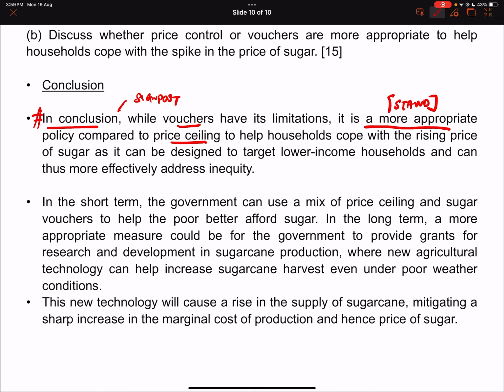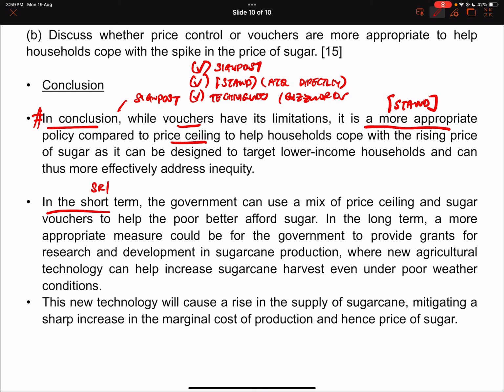Okay, so conclusions. If you watch the revision package videos, you will realize that I said, first thing you want to do is you signpost, which we have done, right? And I'd like people to start off to have a stand or answer the question directly, which we are doing here lah. Or ATQ very directly. The last thing you want to do is you can use techniques or buzzwords. So here I've extracted from the answer key the one that's easiest to use, which is short run, long run.